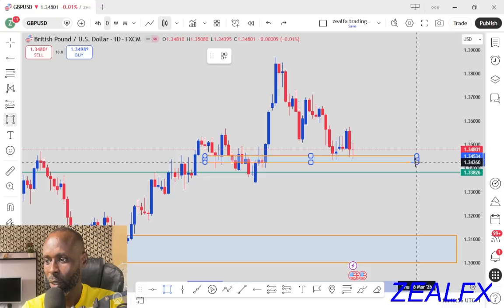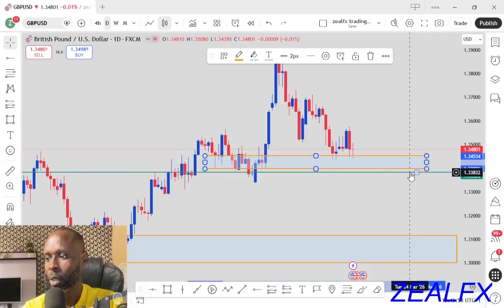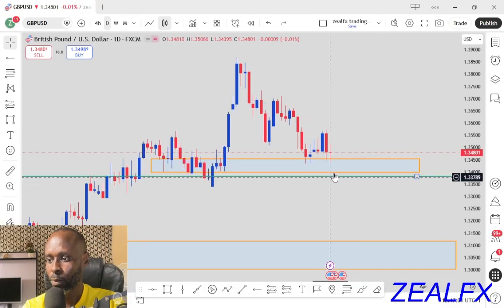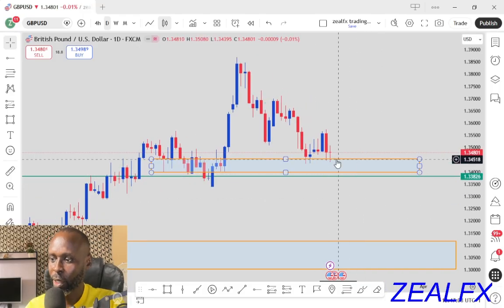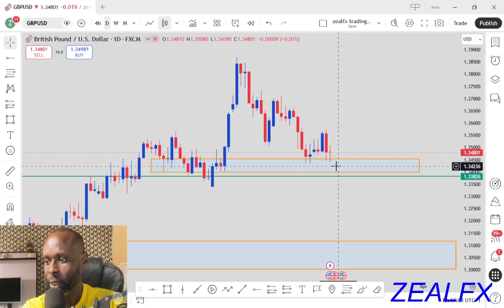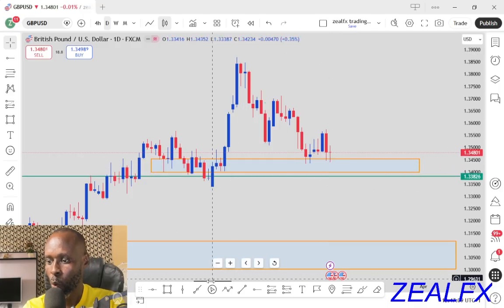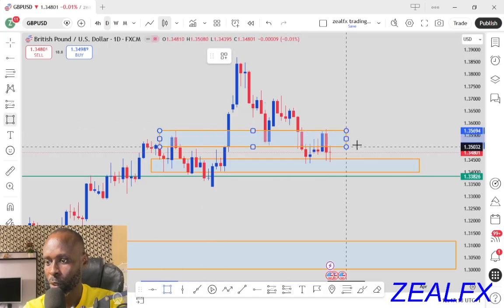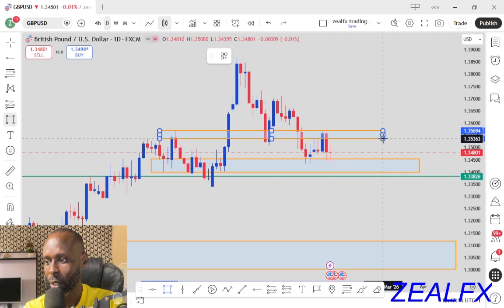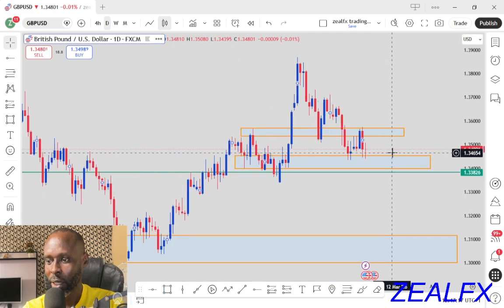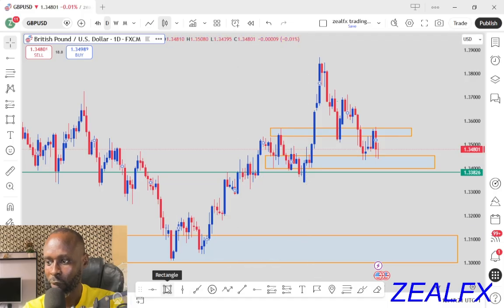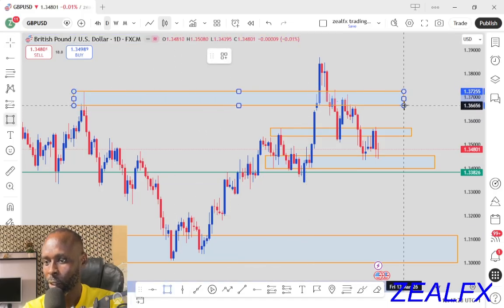We have price currently on the daily support level, which is a strong support level. Then we cannot just start selling from this support level on the daily chart. We need price to also come back to what? To a resistance level for us to start looking for selling opportunity, which is we have this area as our resistance area. Then we also have this area also as our resistance area.